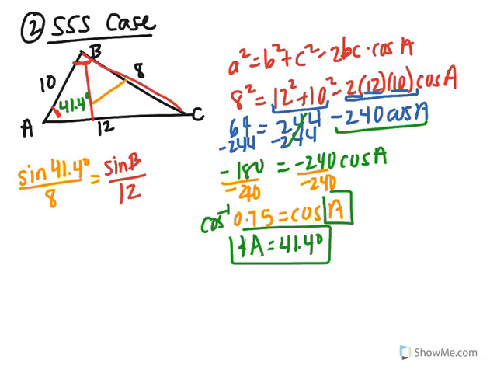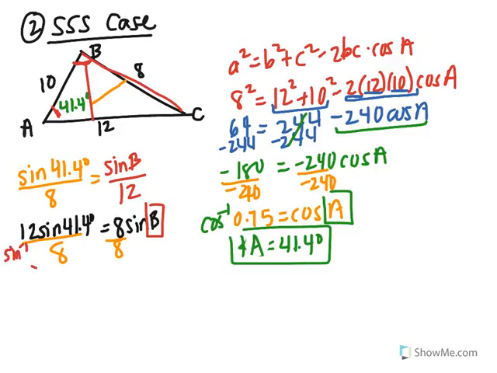And again, this is the same as before. You're going to cross multiply. You're going to go ahead and isolate the sine of B. And to get angle B by itself, divide out that 8. And then since you want to find an angle, you're going to go ahead and sine inverse this whole thing.